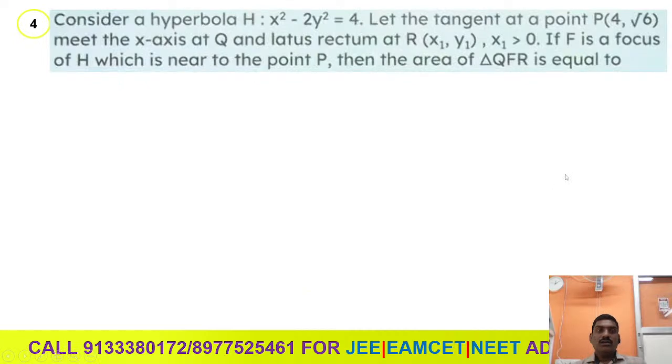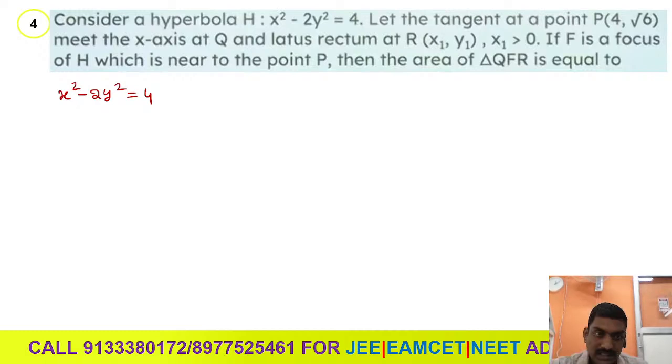Question number 4. Consider a hyperbola x square minus 2y square is equal to 4. Given hyperbola is x square minus 2y square is equal to 4. Write this hyperbola in standard form. If you write this hyperbola in standard form, what do you get?